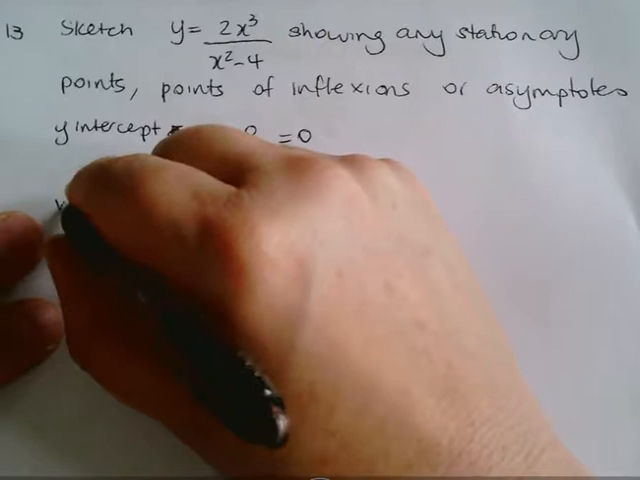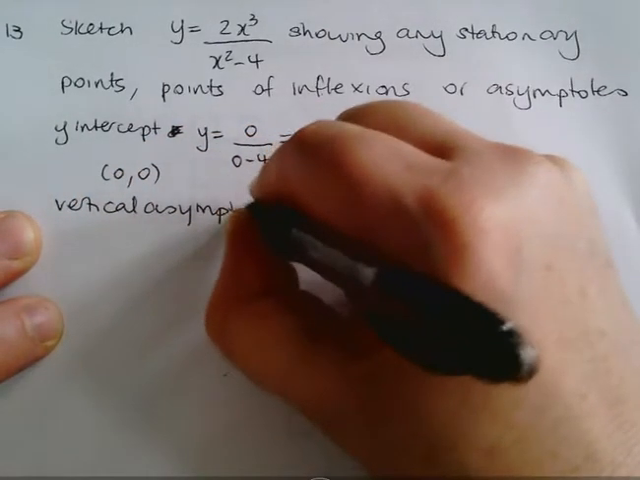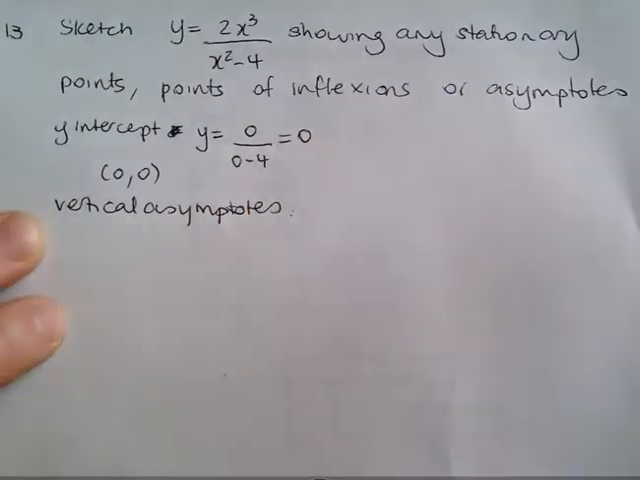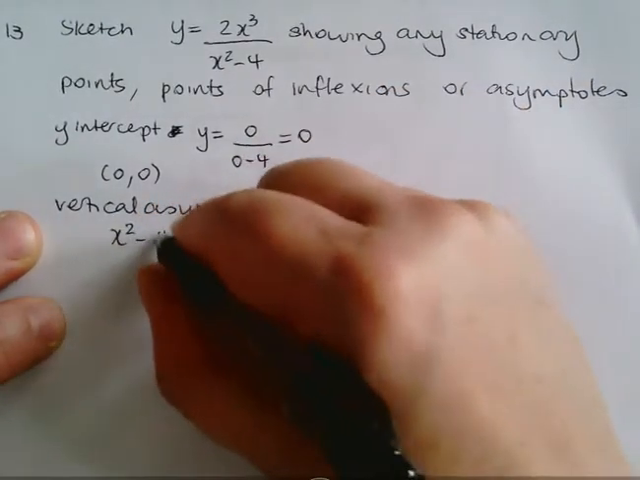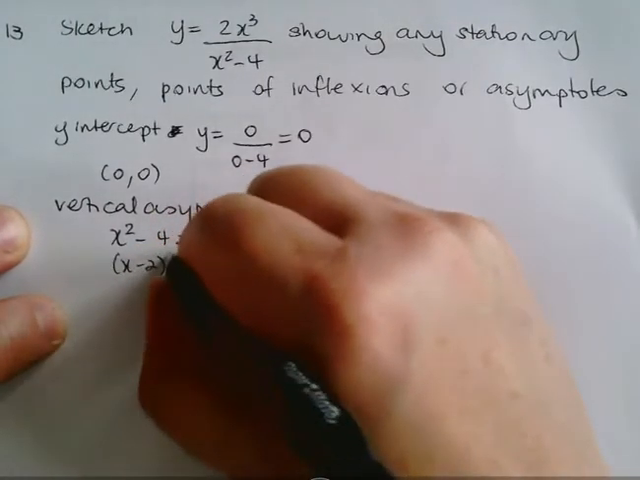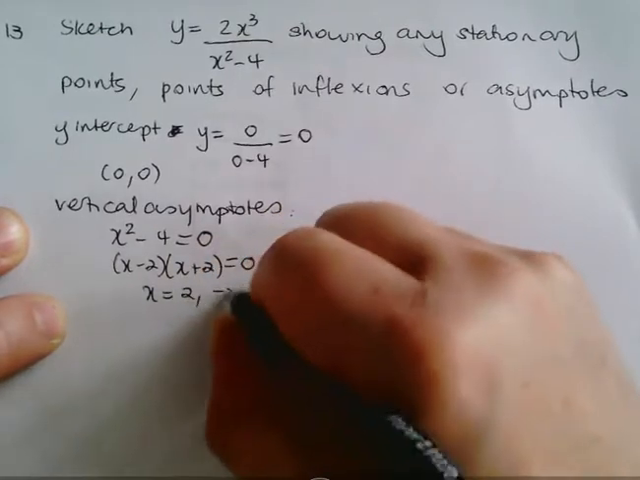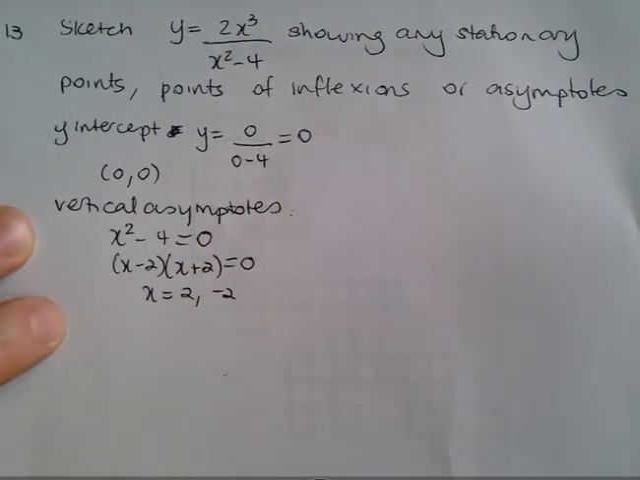Let's look for any vertical asymptotes. That's entirely based on the denominator. Vertical asymptotes will occur when x squared minus 4 is 0. We can factorize that out to (x minus 2)(x plus 2). So we've got vertical asymptotes at 2 and negative 2.